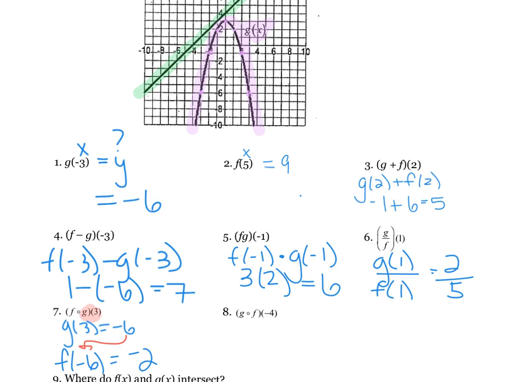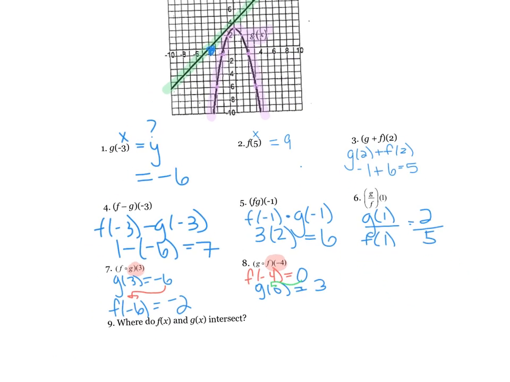Okay, and then let's go ahead and do the last one. So the innermost function is going to be f of -4, so let's do that one first. So f of -4 looks like it's going to equal 0. It's right here. And then we do g of 0, and g of 0 is going to equal 3. Okay, so once again, all we did was we took that 0 and plug it in to the next function.